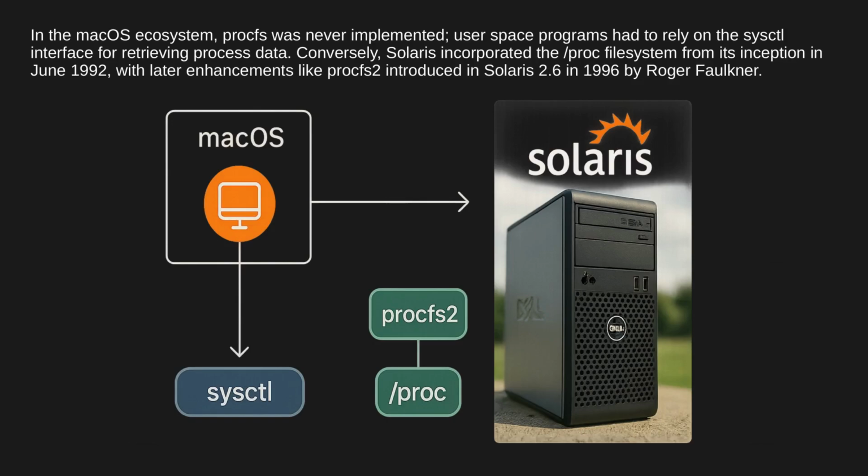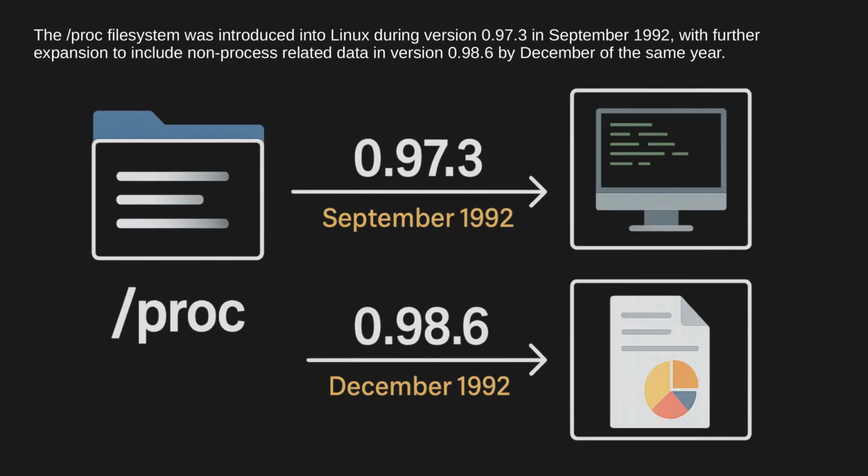In the macOS ecosystem, procfs was never implemented. User space programs had to rely on the sysctl interface for retrieving process data. Conversely, Solaris incorporated the /proc file system from its inception in June 1992, with later enhancements like procfs2 introduced in Solaris 2.6 in 1996 by Roger Faulkner. The /proc file system was introduced into Linux in version 0.97.3 in September 1992, with further expansion to include non-process-related data in version 0.98.6 by December of the same year.